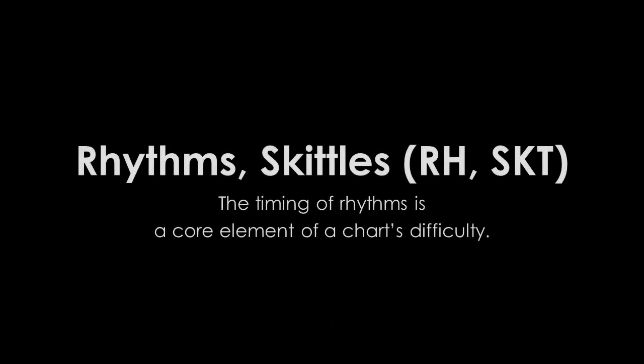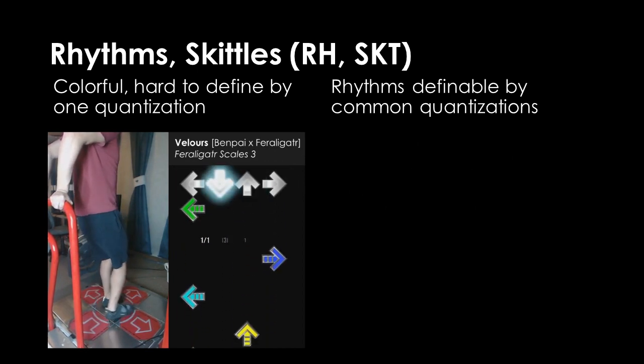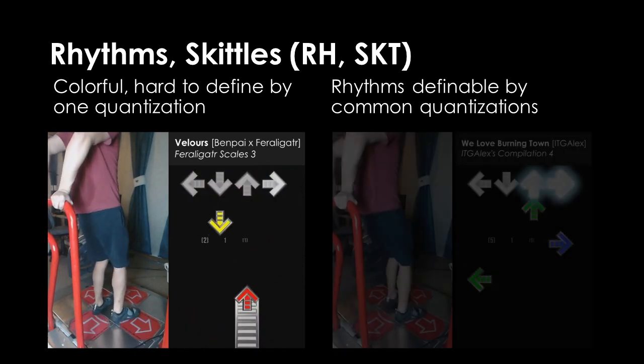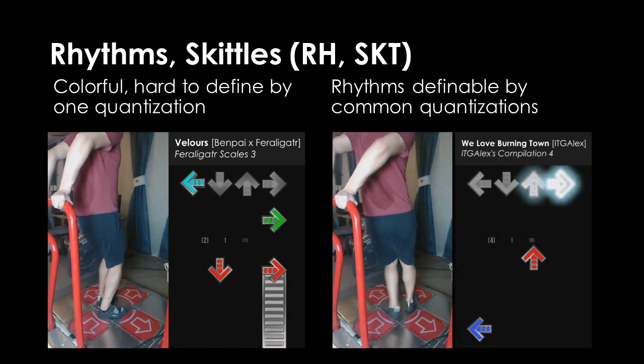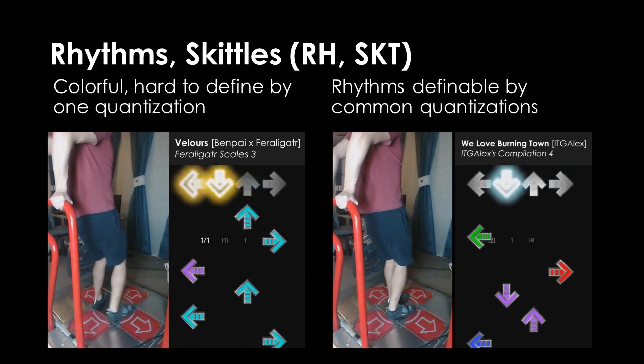These notations stand for rhythms and skittles, which describe charts where the timing of the rhythms is a core element of the chart's difficulty. Often, this deals with charts that have notes that don't fall into a common quantization, hence the name skittles, since the notes have a wide array of colors. Other times, the charts can be described by common quantizations, but it doesn't change the fact that difficult rhythms are still a core element of the chart.